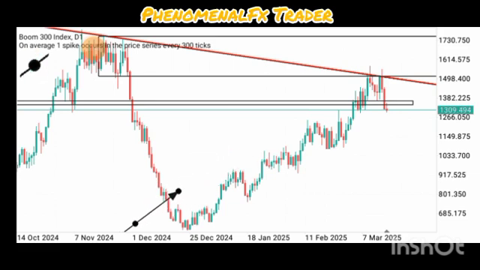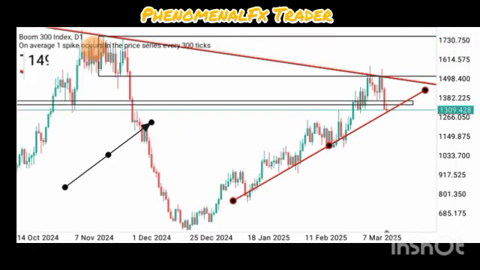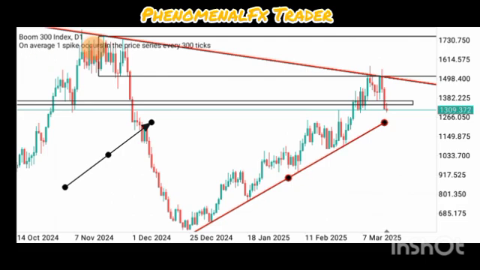All right, now let's also look at this. You can see the impulsive move we talked about, the corrective move, and if we want to place a trend line, we will have something like this. We have something like this, guys.